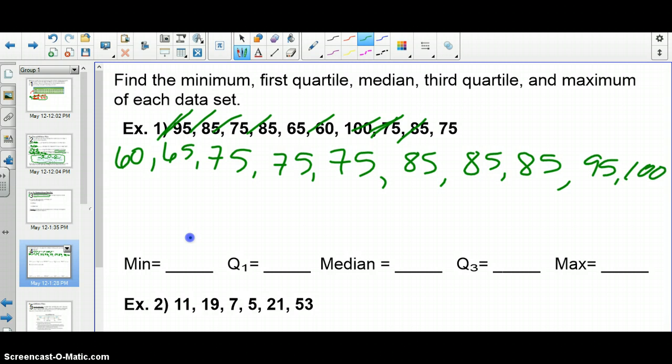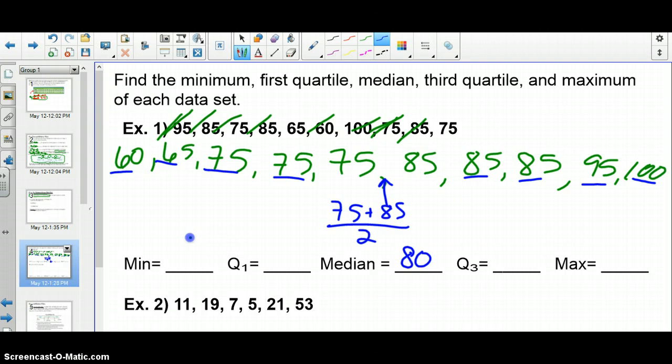Okay, let's start by finding the median. I think that's the easiest way to go. So what I would do is I would just count in from each side. Alright, so those are your 2 middle terms. You've eliminated 4 on one side and 4 on the other. So there's not one data value that's exactly in the middle. If that happens, then what you need to do is take the average of the 2 data values in the middle. So you would take 75 plus 85 and divide by 2, and that'll give you 80.